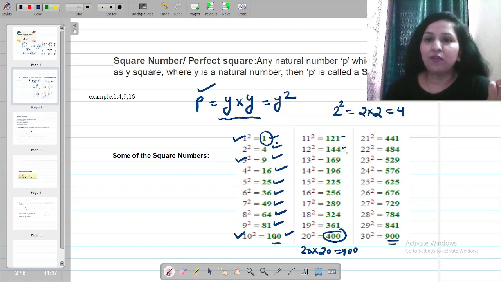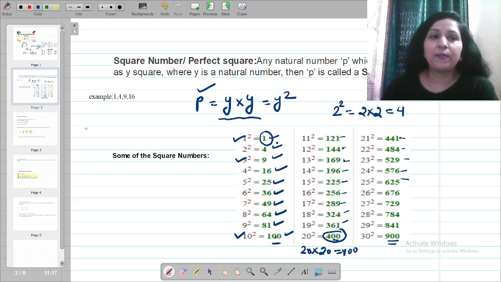It is 1, 4, 6, 9, 5. Once again, 1, 4, 6, 9, 5. And if zeros are there, it is 2 zeros. Again, 1, 4, 6, 9, 5, and if zeros are there, 2 zeros.